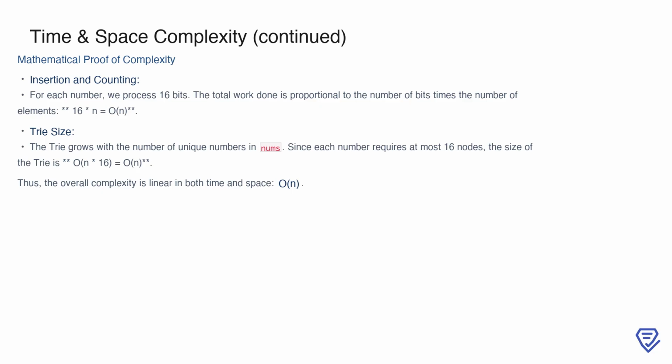Finally, we can mathematically validate the linear complexity of this solution. For each number, insertion and counting operations involve processing 16 bits, leading to a total time proportional to 16*n, which simplifies to n. Regarding the size of the tree, its growth depends on the number of unique numbers in the input. Each number contributes at most 16 nodes, so the total tree size is n*16, which simplifies to n. This confirms that both the time and space complexities scale linearly with the size of the input, making the solution highly efficient for large datasets.